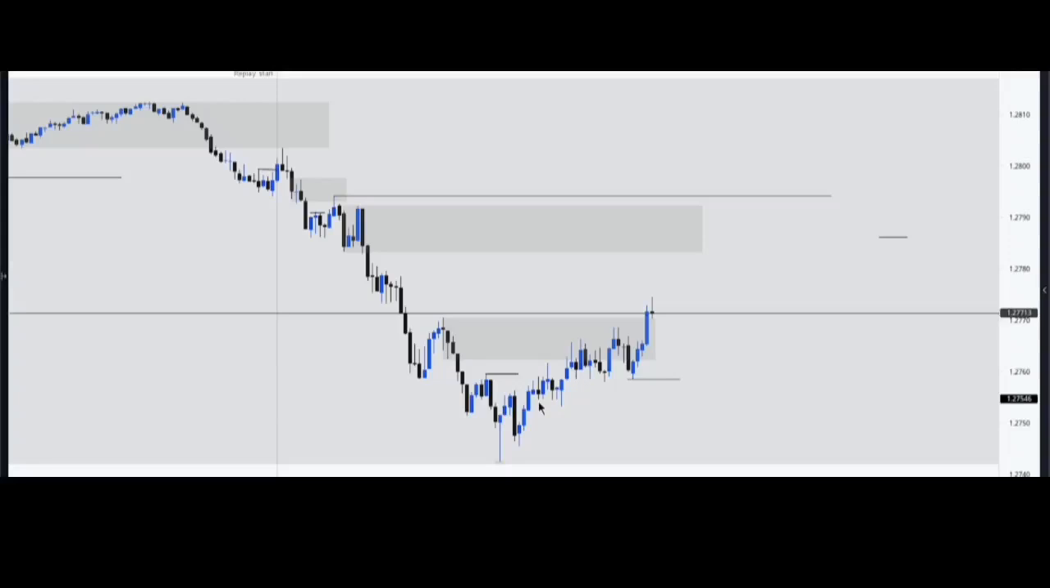This was the inducement here. So price has taken out that inducement. This is the inducement, all right? So price took out that inducement. So this candle here is our area of interest. If price comes down, takes out this inducement here, this is our area of interest here.